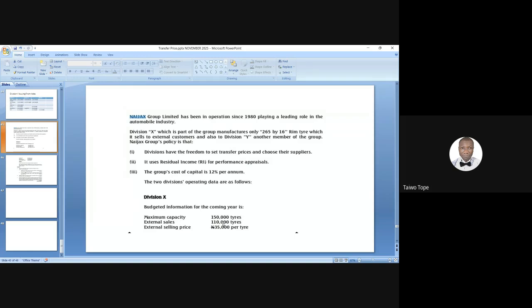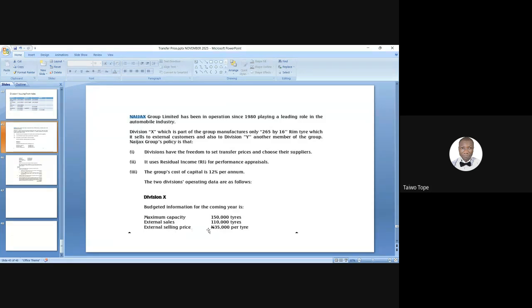Now, that 40,000 tires, Division X can sell to Division Y based on opportunity cost, because if they don't sell it to Division Y, they are likely to lose the whole money. So they can sell to Division Y based on opportunity cost, just to cover their cost of production, not at the selling price. We're going to come to that point. Let's just take note of some things.